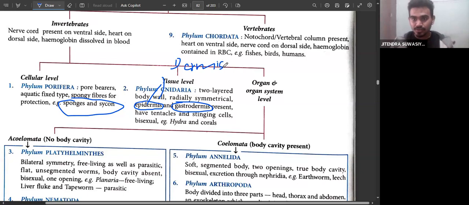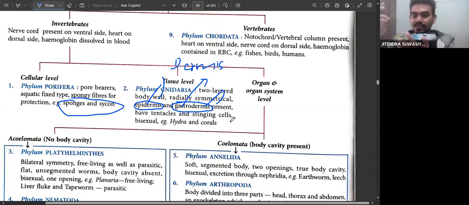Like we say gastric juice, gastroenterologist. If we have a problem in the stomach, we go to the gastroenterologist. So gastrodermis means dermis is skin and gastro is stomach. We are talking about the stomach part, the gastric part, where digestion happens. So gastrodermis is present. And they have tentacles and stinging cells. Tentacles are something like if I have this.